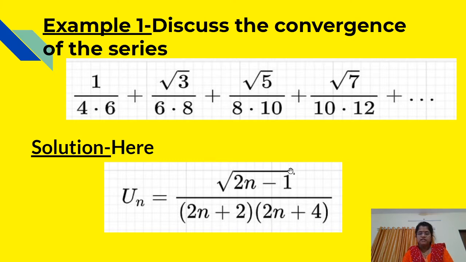If you put n is equal to 1 in this RHS part, then numerator will be 2 into 1 minus 1, that is 1, 2 into 1 plus 2, that is 4, 2 into 1 plus 4, that is 6. Thus, when we put n is equal to 1 in this RHS part, we are getting the first term. If you put n is equal to 2 in this part, you will get the second term. Similarly, putting n equal to 3, you will get the third term and so on.